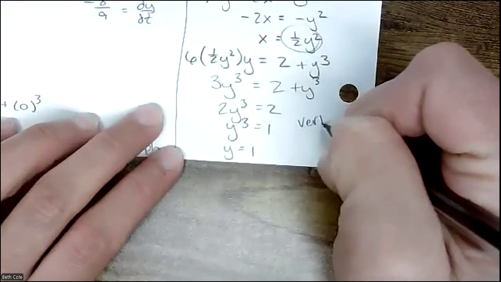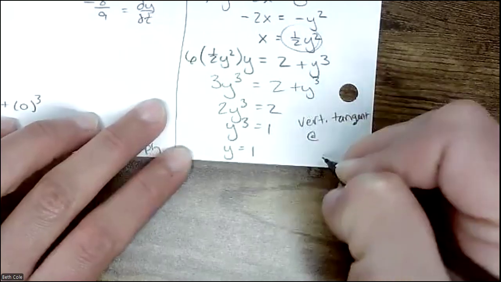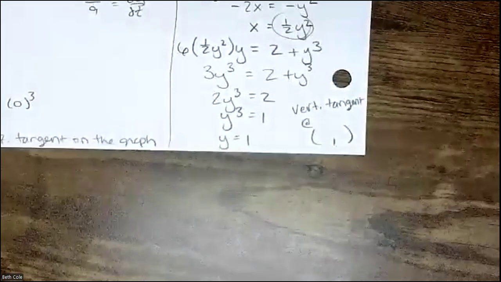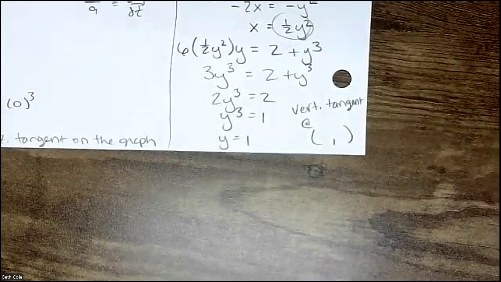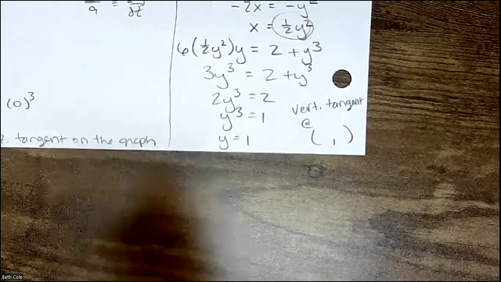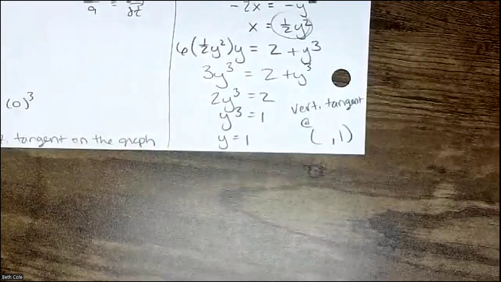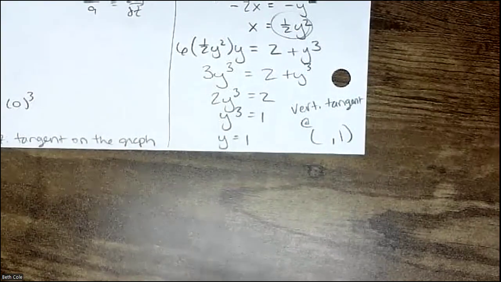So did we get an answer? Yes. Okay, so we're going to say vertical tangent at the point, what did we get? What was x and what was, oh, you know what? We didn't get x yet. I thought we were done because I ran out of room. Vertical tangent at y is 1. How would you get x? What would you have to do to get x? Plug 1 into the original thing.